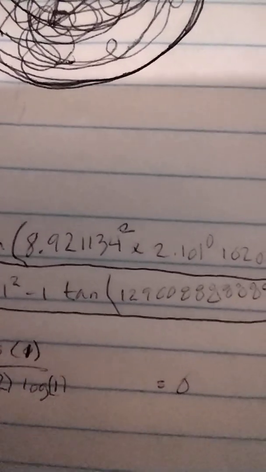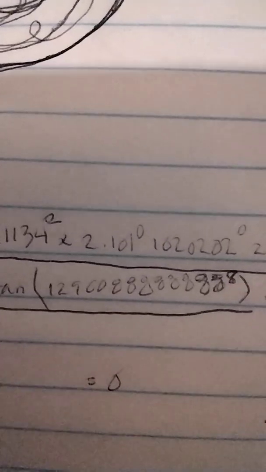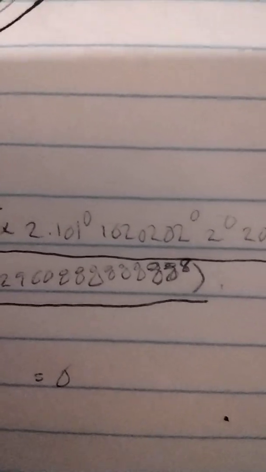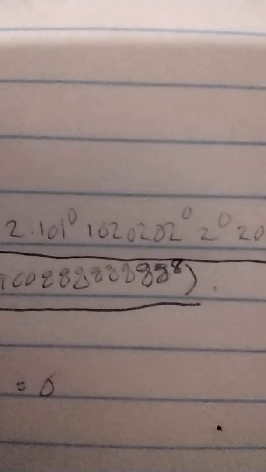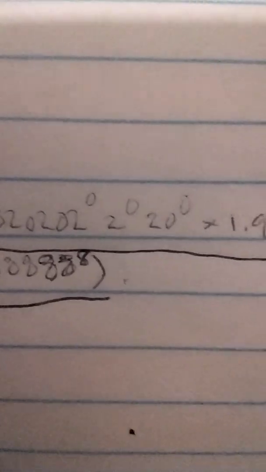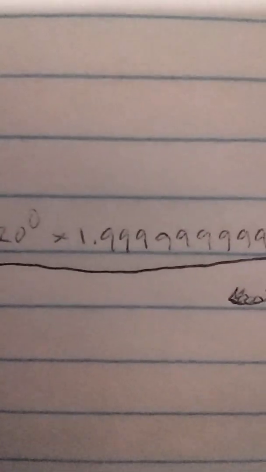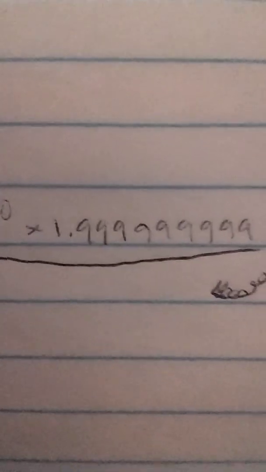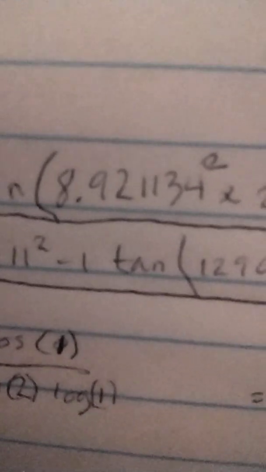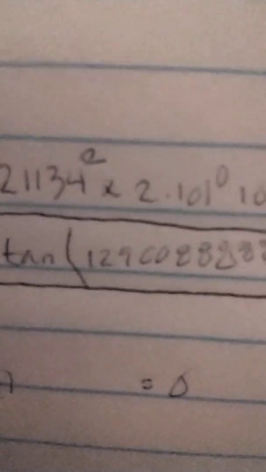8.921134 squared times 2.101 to the power 0 times 1,020,202 to the power 0 times 2 to the power 0 times 20 to the power 0 multiplied by 1.999999, and then plus 3911 squared minus 1 tangent 1296088888888 to the power of 8.